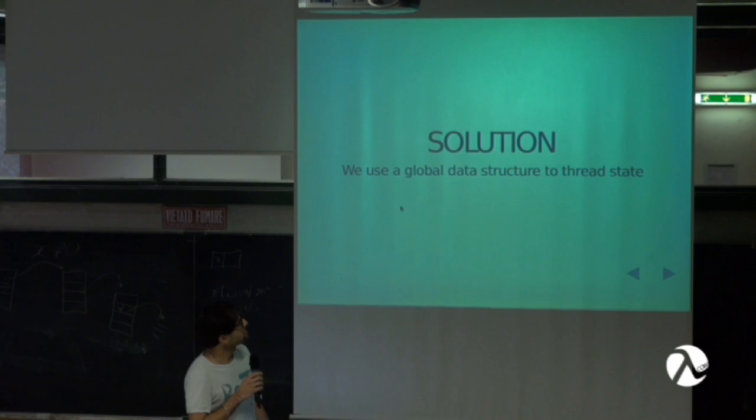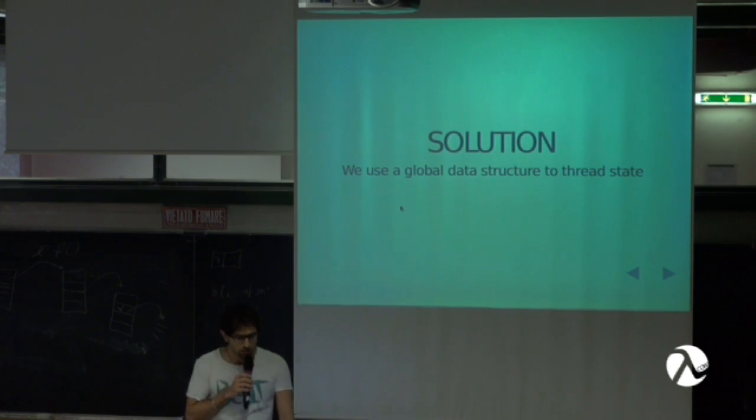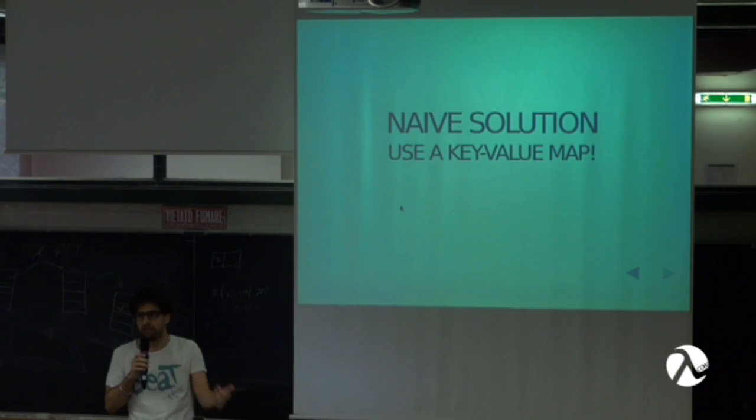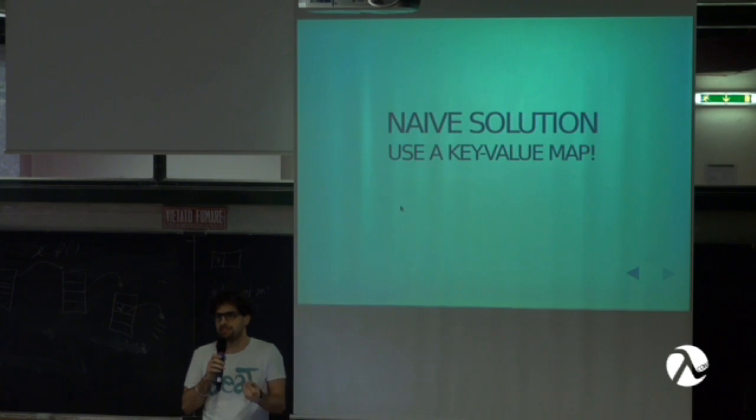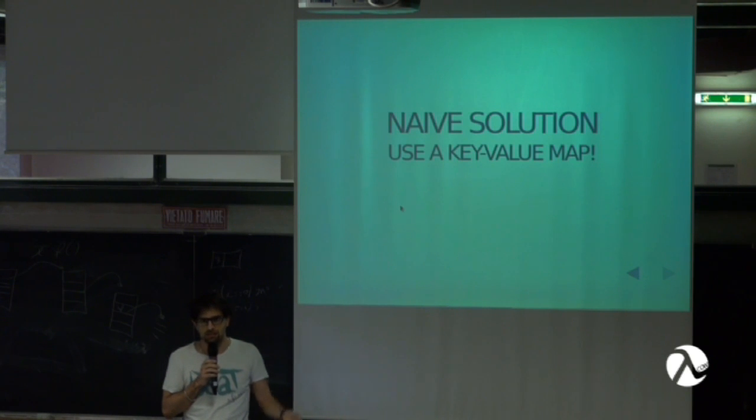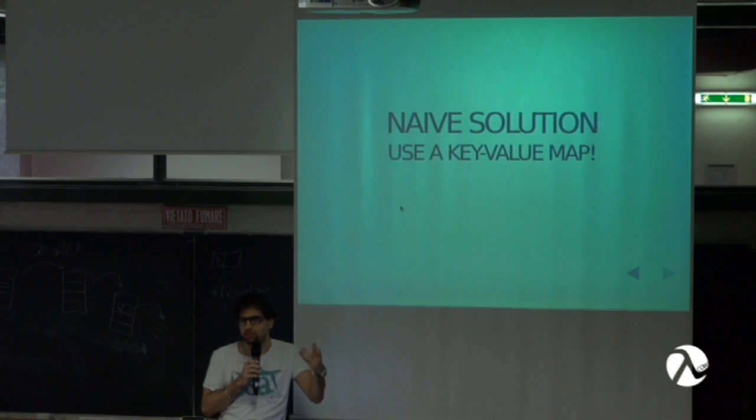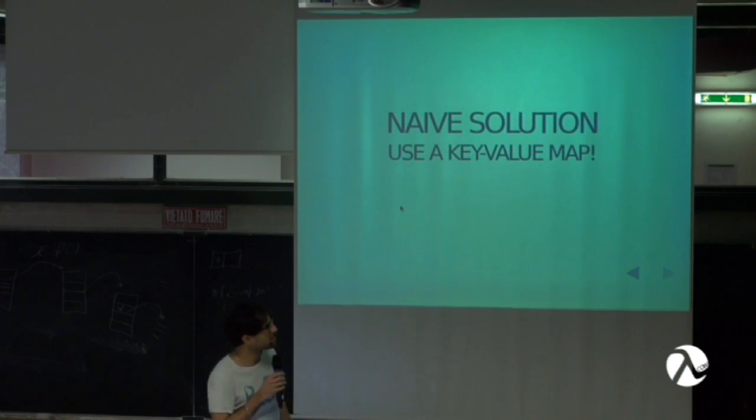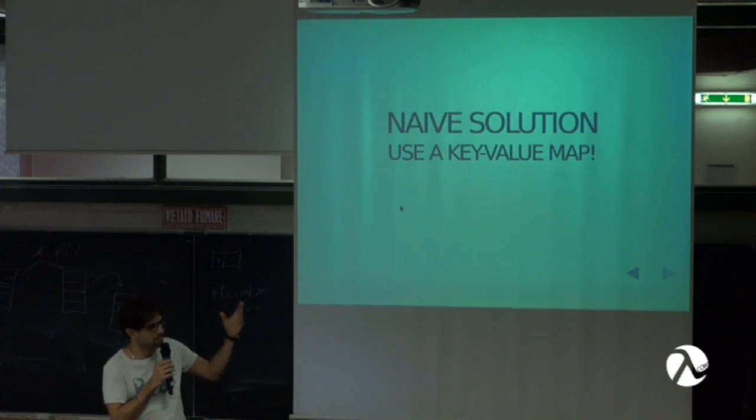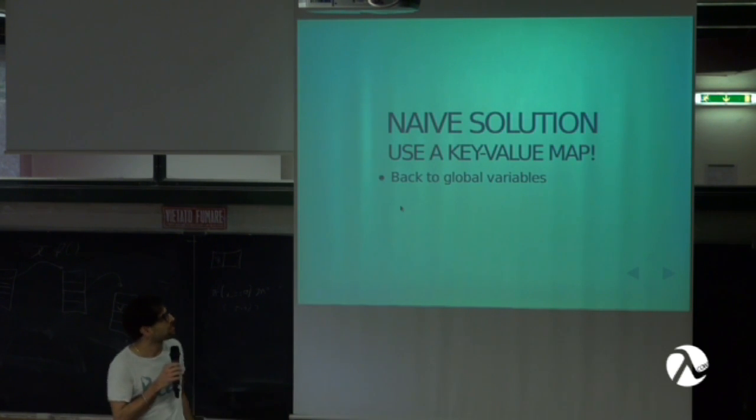So what we do is to use a global data structure to thread state. Now, when we think of global state, usually we think of key value maps. So global state means global variables. Variables have names, and so to the key, which is the name of the variable, you associate the value of the variable. So it seems that a key value map, a hash map, is the ideal structure to thread this state. But of course, we know that this does not really work.